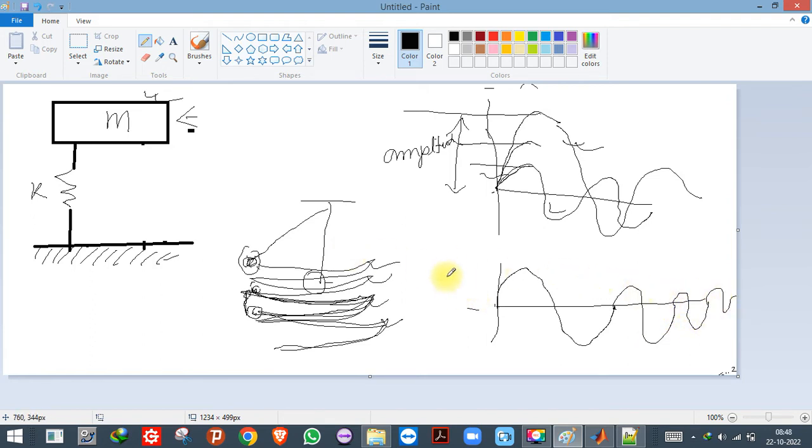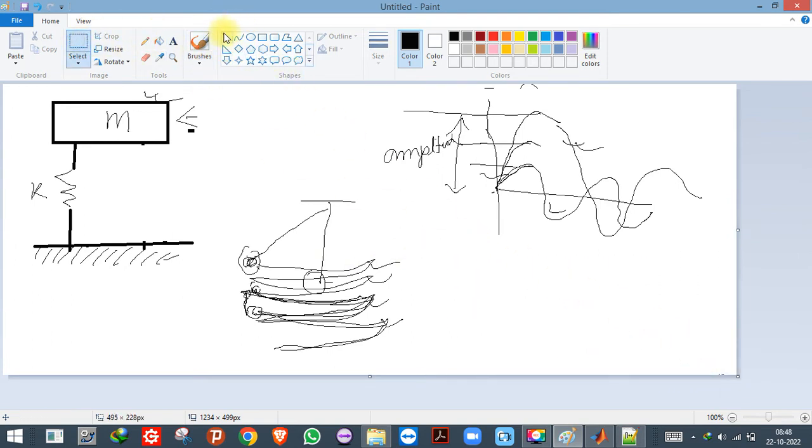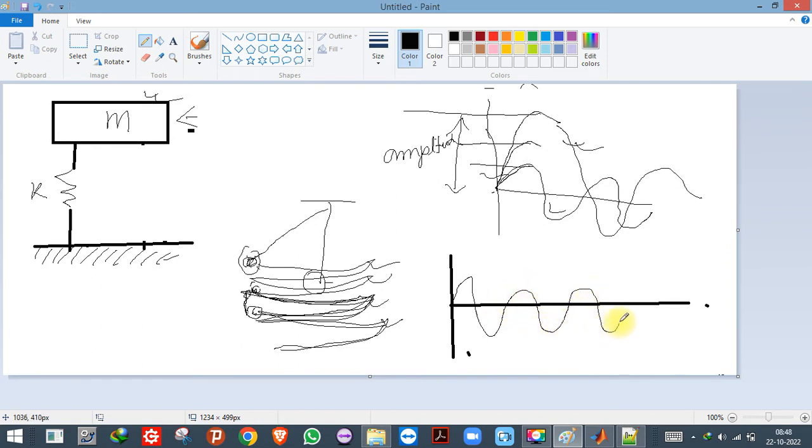I don't have space, that's why I am drawing it. If I have to draw it properly, I'll delete this. I'll mark the 4 cycles. 4 cycles in 1 second. First, second, third, and fourth in 1 second. The time period is 1 second.